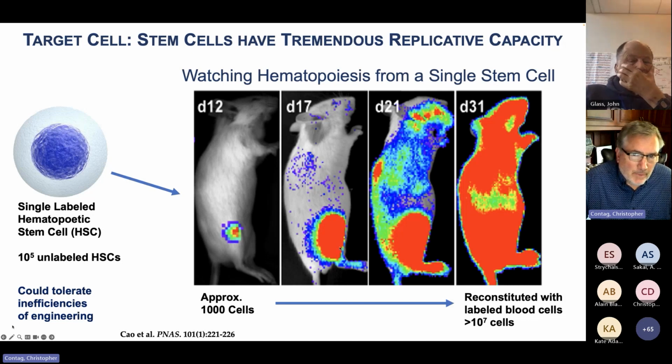What we reasoned with the engineered endosymbiont approach is that if it was very inefficient, which in macrophages it's not bad, but if it was in stem cells, it would probably be relatively inefficient, we could then drive a single cell to repopulate an entire tissue, in this case, the blood. So we could tolerate those inefficiencies of engineering by having a small number of cells being able to reproduce a large number in the end.